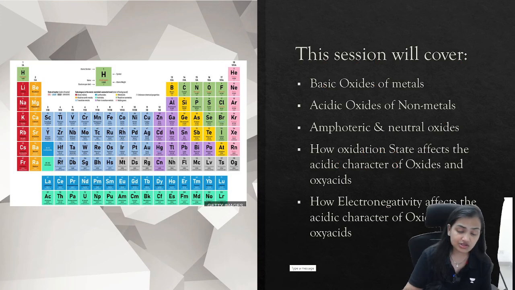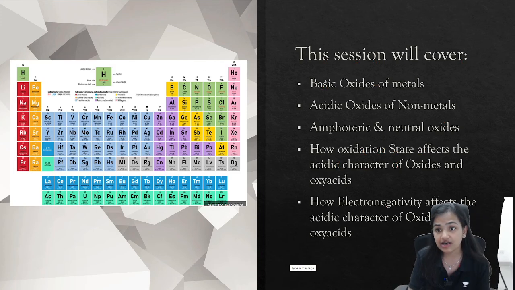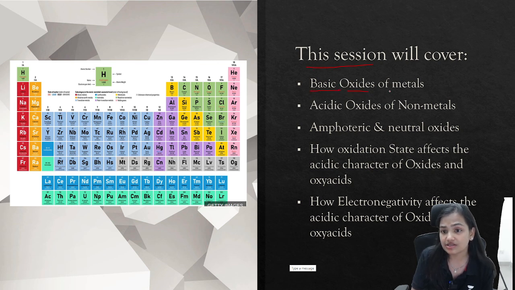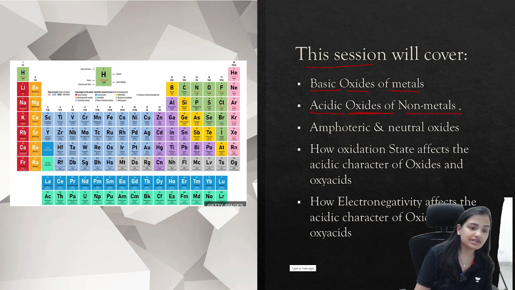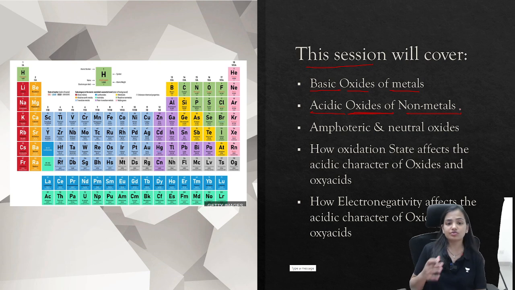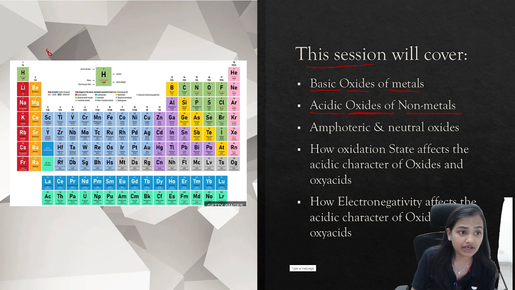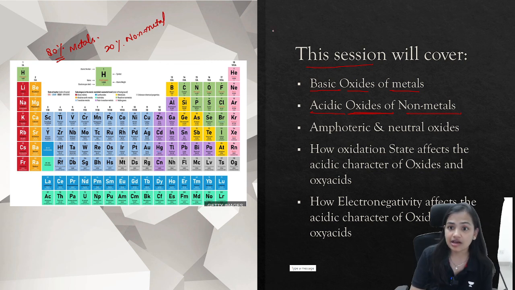This topic has been taken from the chapter periodicity. These are the few things we will focus on: the basic oxides of metals and the acidic oxides of non-metals. If you look at the periodic table, there are so many elements, but 80% of them are metals and only 20% are non-metals. The non-metals are very few, there is a majority of metals, and metals are usually basic in nature.